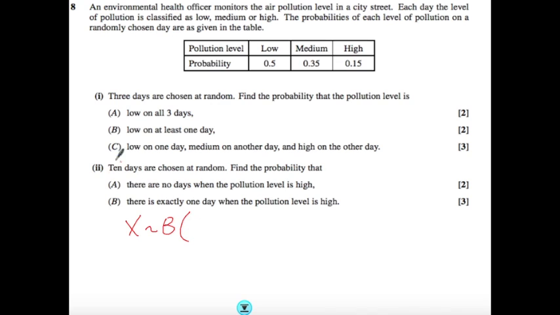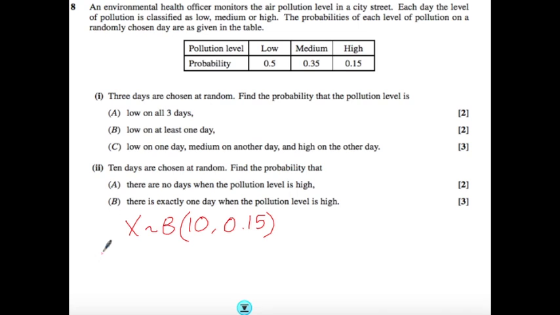So there are 10 trials because we're looking at 10 days, and we'll say a success is that the pollution level is high, so 0.15. You could have phrased it as not high and then had it 0.85. It just would have made your working out a bit different for the next parts, and that's fine.